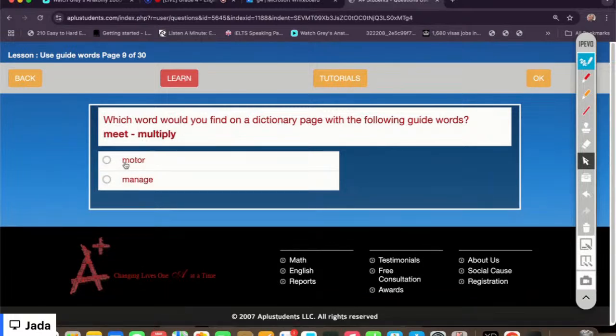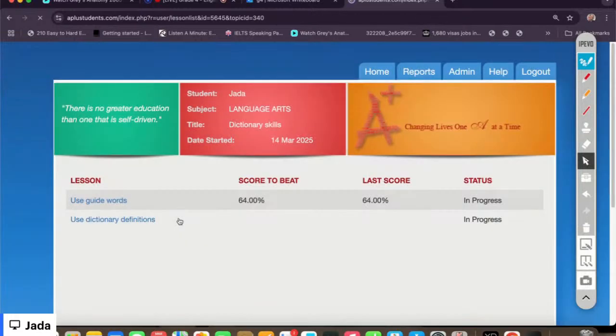Alright, we'll move on to the next lesson, but you can still tell me if you have any question concerning this one, and I will explain to you. So the next one is use dictionary definitions.